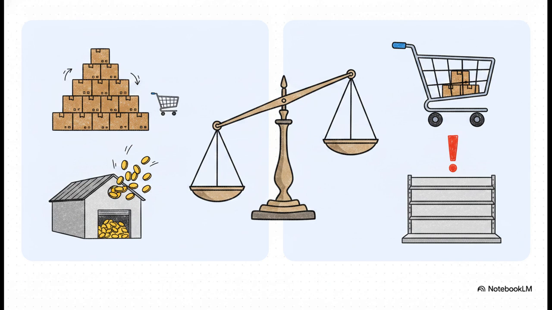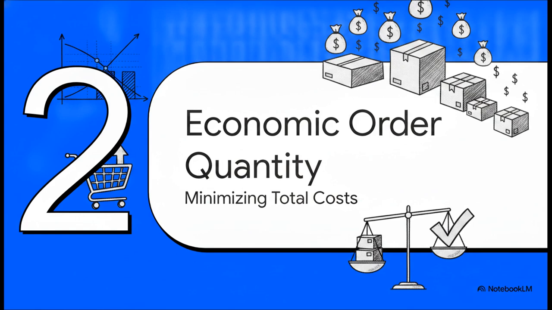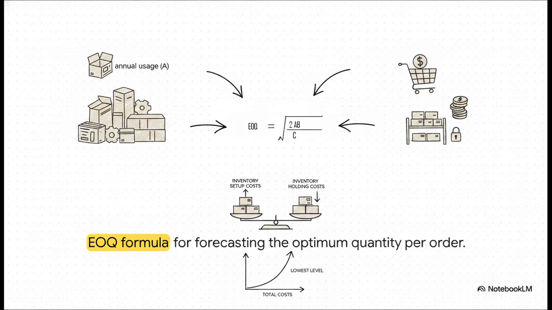Now, on the flip side, you can buy in really small quantities. Your carrying costs drop significantly, which is great, but then you face a big hike in ordering costs and this constant looming risk of stockouts pausing your whole operation. So, how do we find that mathematical middle ground? That takes us to Section 2, Economic Order Quantity, or EOQ for short. This is widely considered the ultimate quantitative tool for minimizing your total inventory costs.